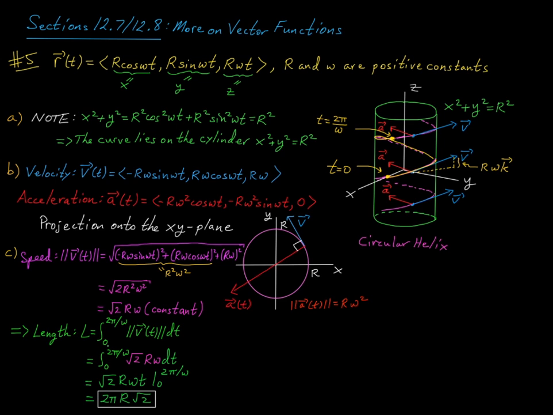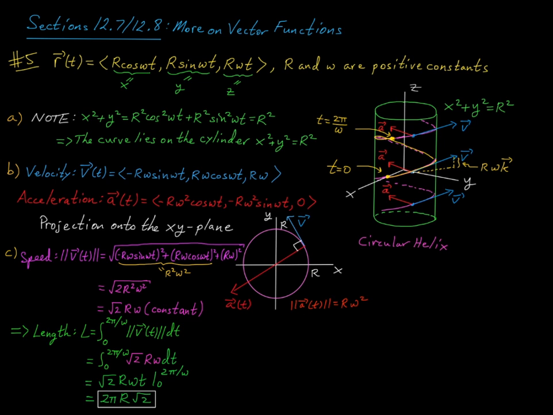All right, so to do that, I'm going to integrate the speed as we let t vary from 0 to 2 pi over omega. And as we just computed up here, the speed is constant. It's just the square root of 2 times r omega. So integrating, we get the square root of 2 r omega t, and now we evaluate. And so if you plug in 2 pi over omega here, this simplifies to 2 pi r times the square root of 2. Okay, now the problem also says to interpret your answer.